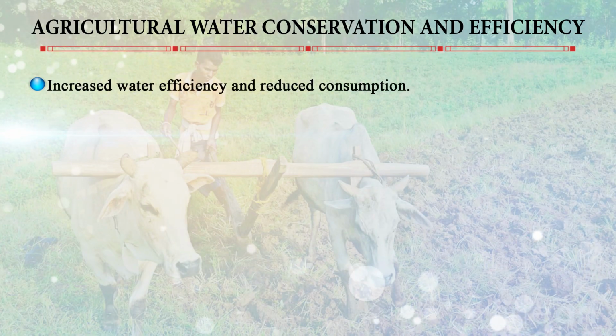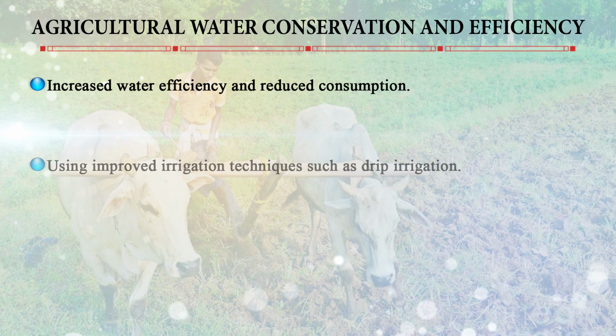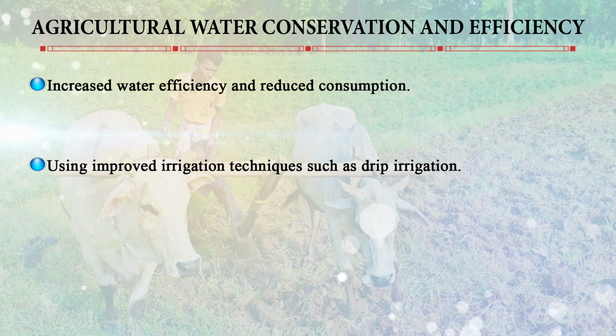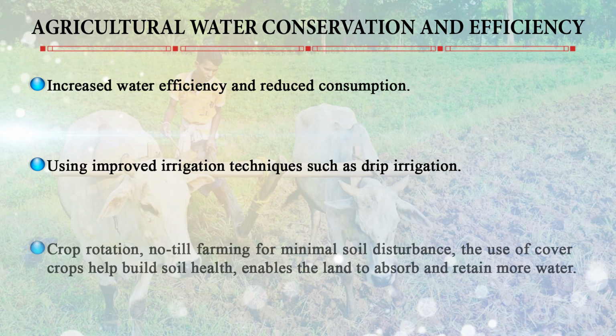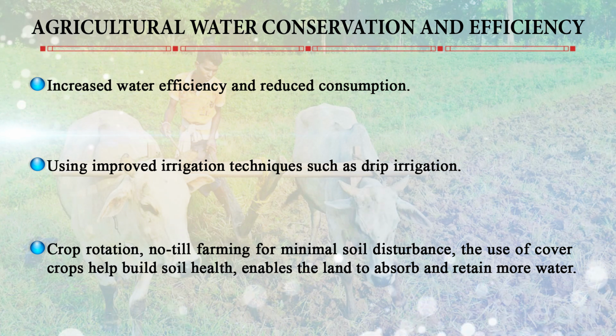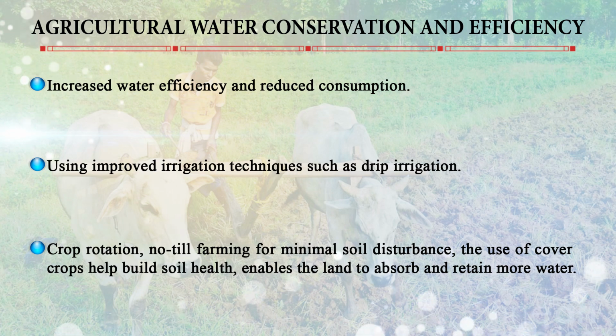So, increased water efficiency and reduced consumption can be achieved using improved irrigation techniques such as drip irrigation. This is being followed by many farmers. Crop rotation and also no-till farming or zero-till farming for minimal soil disturbance. This is also being practiced by many farmers, and we can also use cover crops that can actually help build the soil health, and it can enable the land to absorb and retain more water.